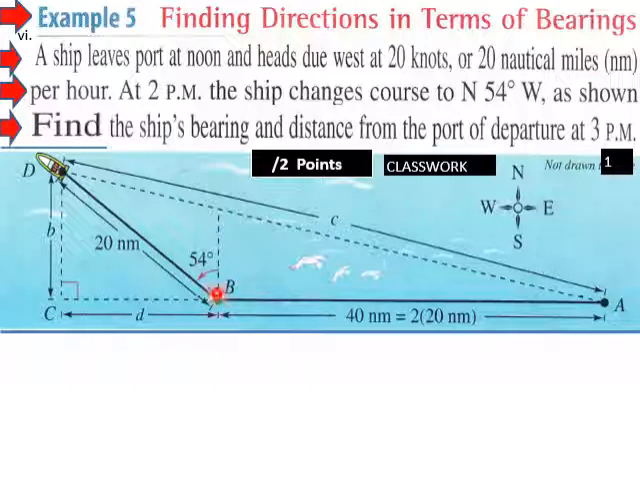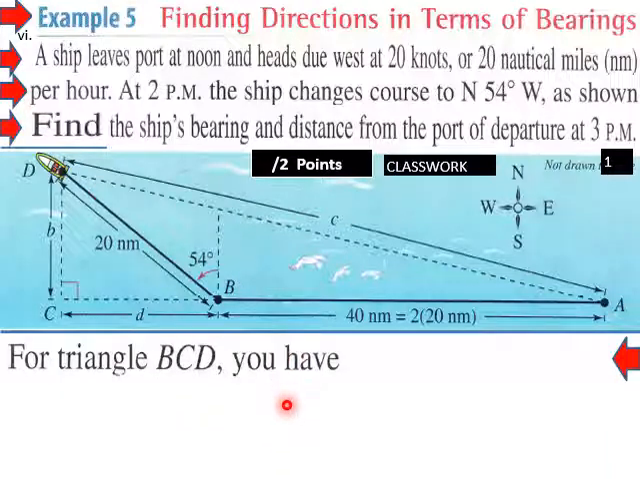So it's here at 2 p.m. Started at noon here, 2 p.m., and this is 3 p.m. up here. So find the ship's bearing and distance from port. We need to know the bearing and also this distance here from the port, the direct distance. For triangle BCD, we have a triangle that we form here, and we can use this to analyze our distances.